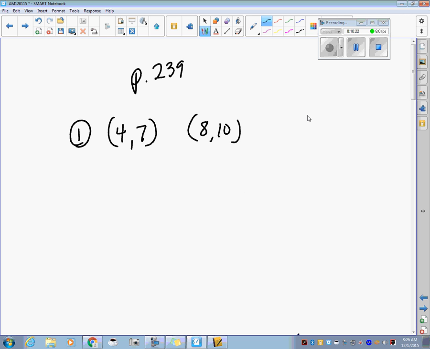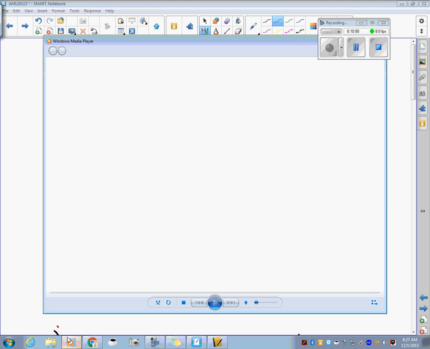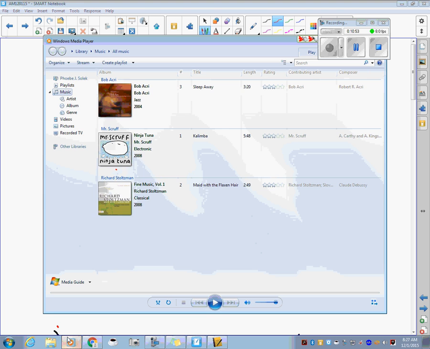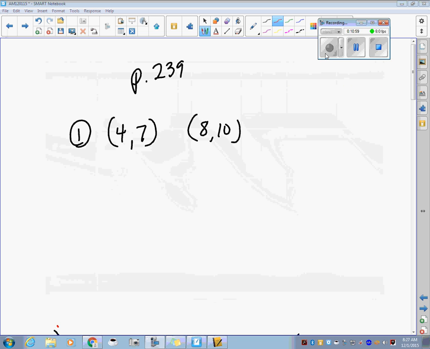So, we are given, and in the book, it gives you the points 4, 7, and 8, 10. And it simply asks you to find the slope. Well, I'm going to ask you to do a little more than that. I'm going to ask you to find the slope and write a linear equation. So we're going to follow the steps. We're going to find the slope. You find the slope by doing y2 minus y1 over x2 minus x1. Okay, so the first step is to find the slope.